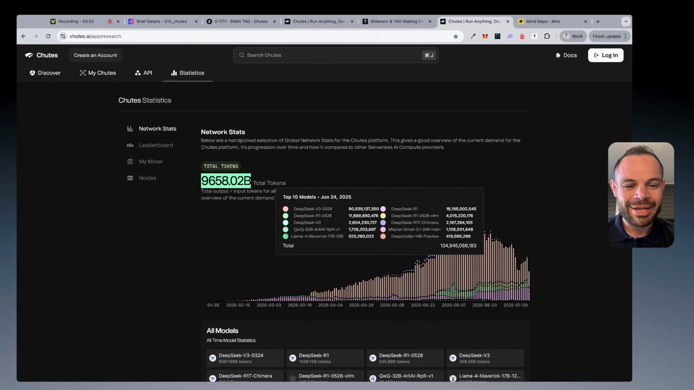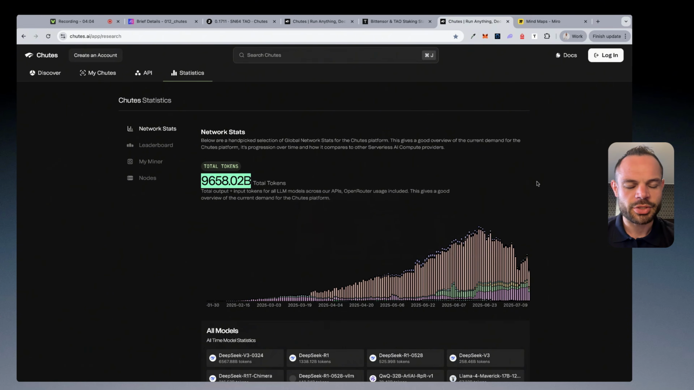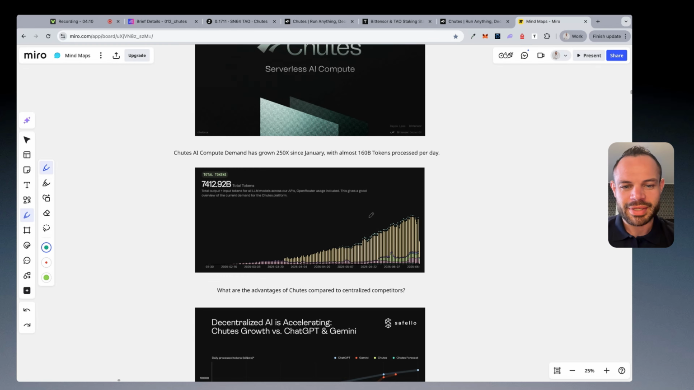You can actually see the breakdown of the individual models that get the most use case and deployment from Chutes on a daily basis here. You've got DeepSeek V3, DeepSeek R1, QWQ, etc. And you can get some pretty good insights into which models most of these businesses and individuals are actually using. So that is very, very exciting to see that type of growth.